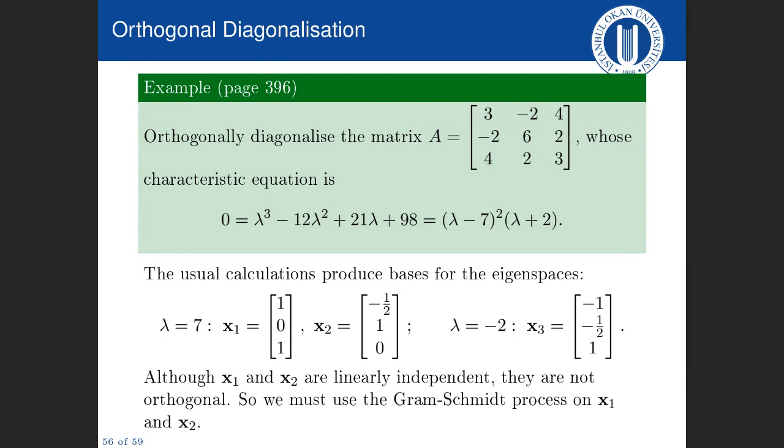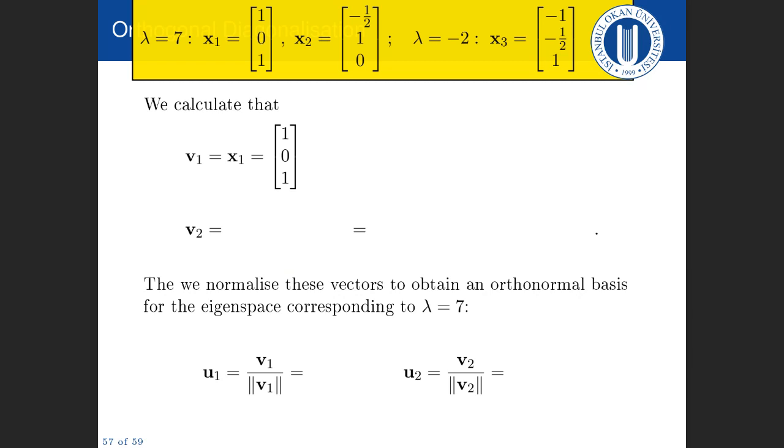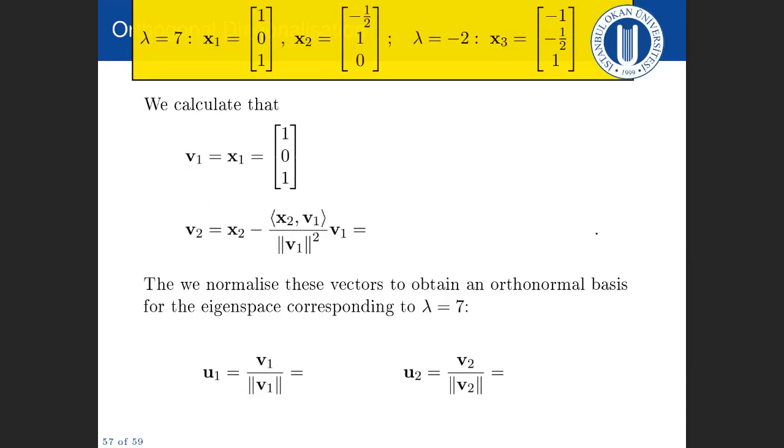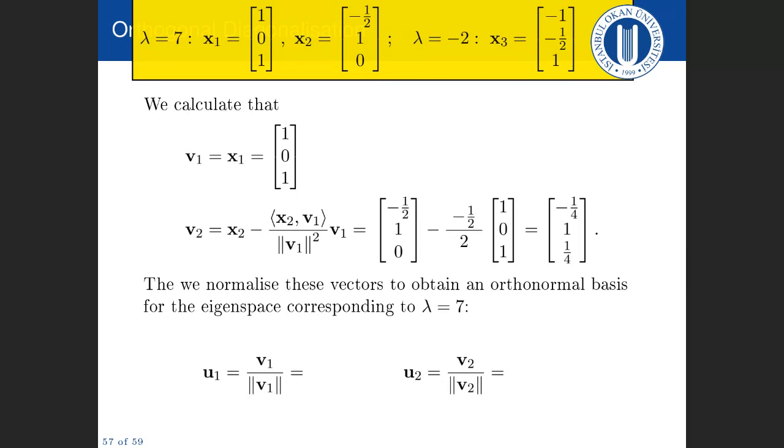So how do we do Gram-Schmidt? First one is easy. v1 is equal to x1. The first vector doesn't change. v1 is always equal to x1. For v2, the formula is x2 minus the inner product of x2 and v1 divided by the norm of v1 squared, times v1. And for us, the inner product of x2 with v1 is minus a half. The norm of v1 squared is 2. So v2 needs to be minus a quarter, 1/4.